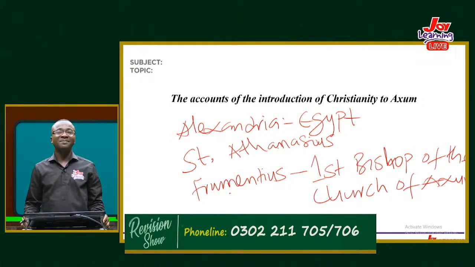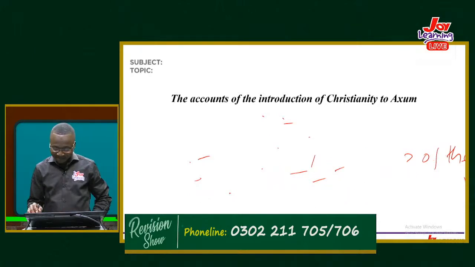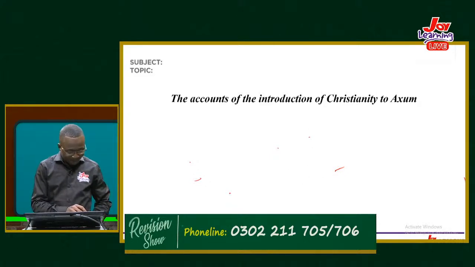As time went on, the king died, and a new king was introduced, King Ezana. He was converted to Christianity and declared Christianity as their worship or practice. They needed somebody to help in leading the church, so the king went to Alexandria in Egypt and took a bishop called Saint Athanasius. He came and assisted Frumentius and his brother to lead the people as they go through Christianity. So that's how Christianity was introduced.